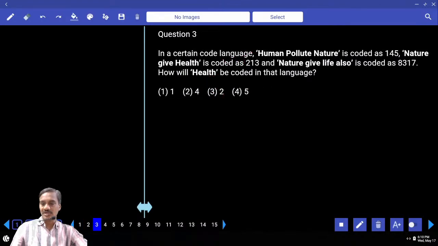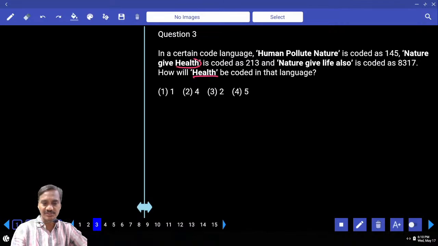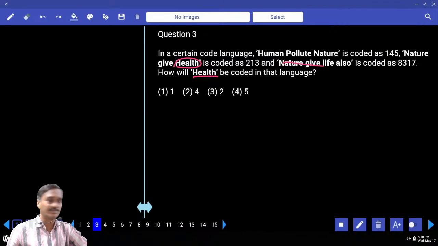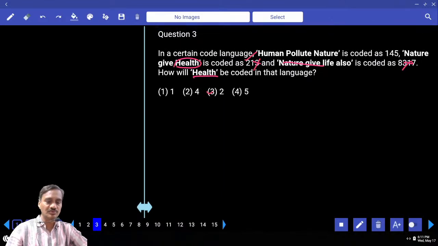In a certain code language, human pollute nature, and nature give health. And how is health coded in this? Now where is health? Health is here. Now nature and give are the two words that are common between these two. And what are the codes that are common here? Now 2, 1, 3 and 1 and 3 are common. If 1 and 3 stand for nature and give, health is 2. That is choice 3, question number 3.